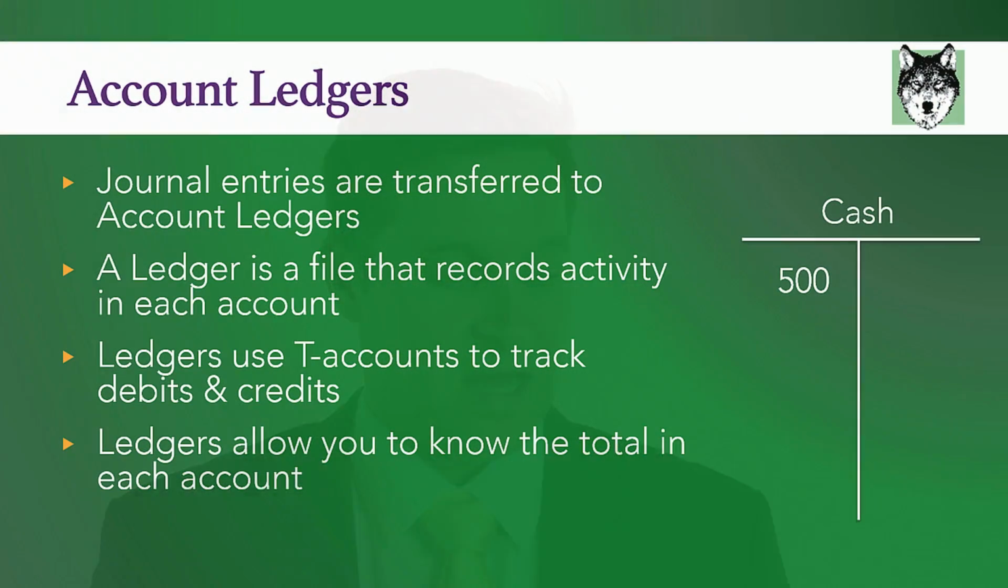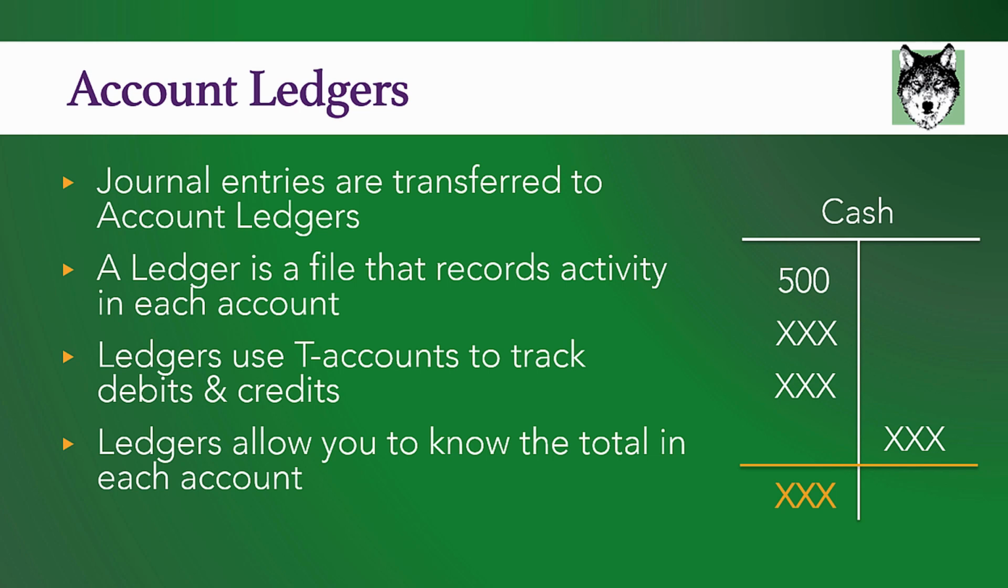The next step in your accounting system is your account ledgers. Journal entries are transferred to the ledgers of the accounts that are affected. You can represent your account ledgers using a T account. There's one for each different account, and there's a debit side and a credit side. Here you can see your cash T account, and I put the $500 debit from the journal into the T account. The cool thing with ledgers is that it always allows you to know the total of what's in each account. You can look at the T account and all the transactions that have affected it, and you can add or subtract to get the total amount that's in that account.